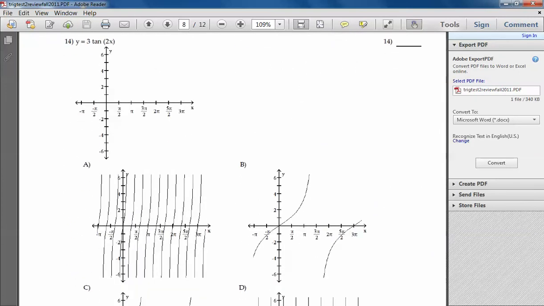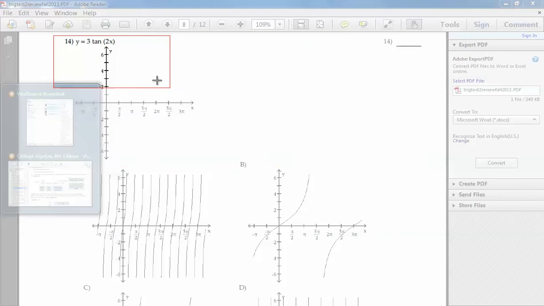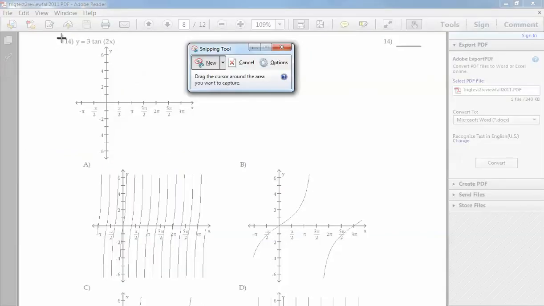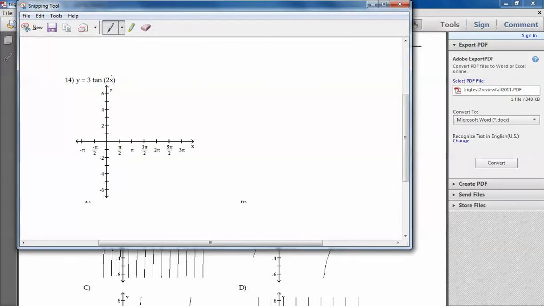Alright, now let's look at y equals 3 tangent 2x. Now, the 2x part, that's going to change the period. The period for tangent and cotangent is pi divided by omega. So pi divided by 2. That means the graph is going to repeat every pi over 2.